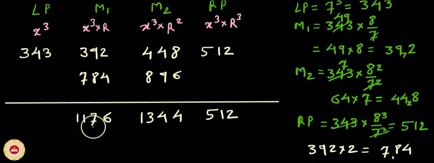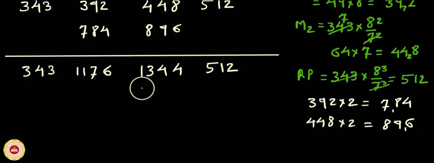1176 is the value of M1, that is middle part 1. And write 343 as it is. So we have these 4 values now. Now it is time to balance. Balancing means carrying or passing extra digits to its immediate left part.